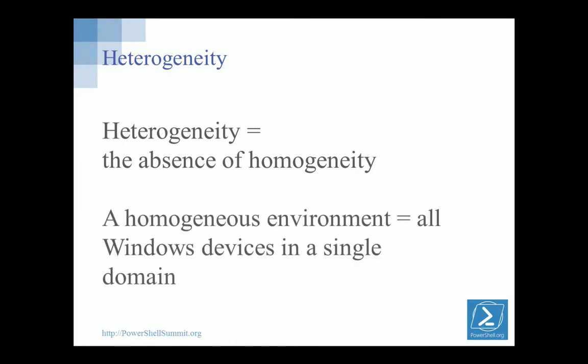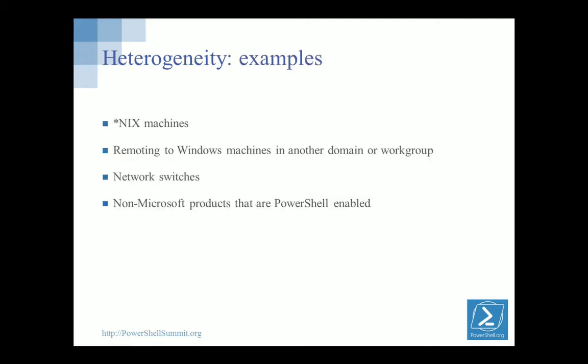Alright, so we normally think of a homogeneous environment as a single domain, a single Windows domain, because that's all nice, all our credentials work across all the boxes, and everything's nice and easy. Unfortunately, the way the world is going, that is not going to be the case. You've got a DMZ with stuff in workgroups, you've got other domains, you've got other forests, you've got all sorts of other toys to play with. You've got some Linux or Unix machines, you've got network switches.